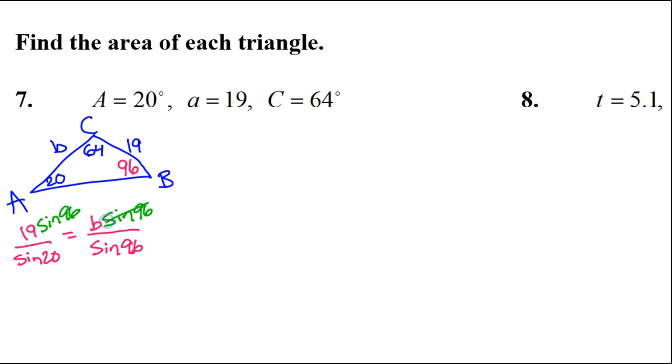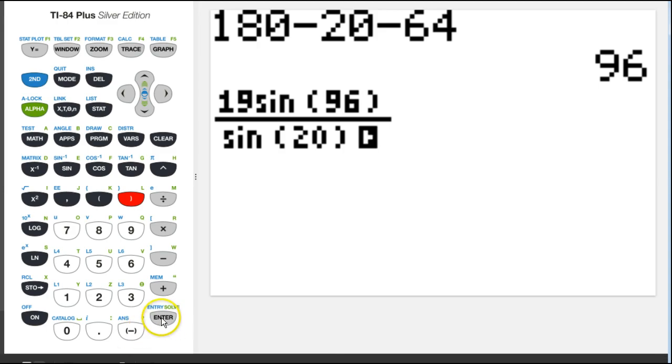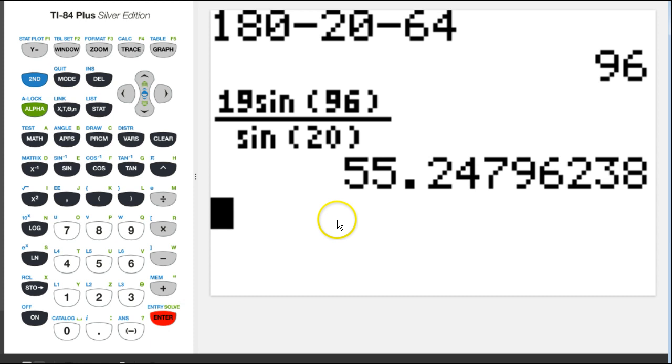Alright, so these will cancel each other out. This will give me B. So go ahead and put this entire expression in your calculator all at once. So I am getting 55.248.